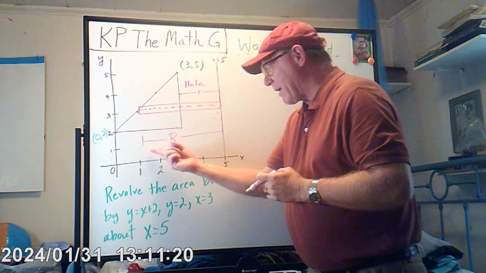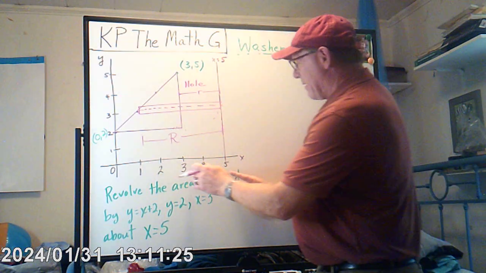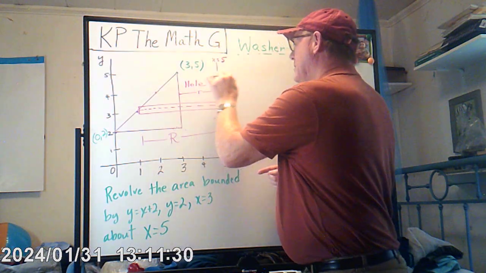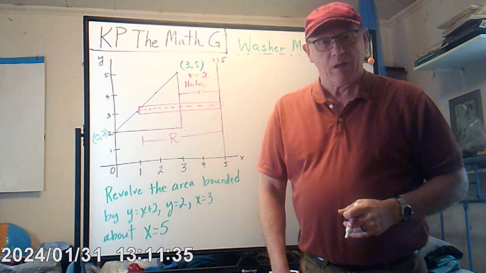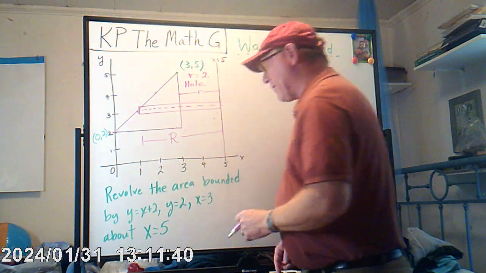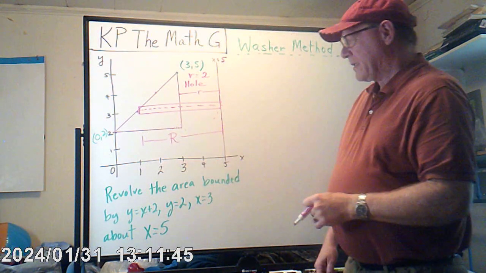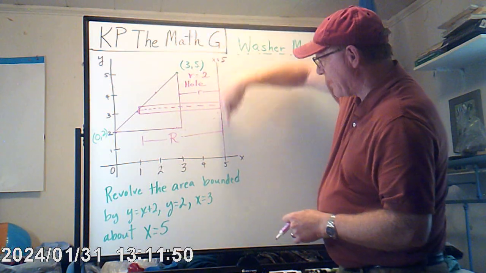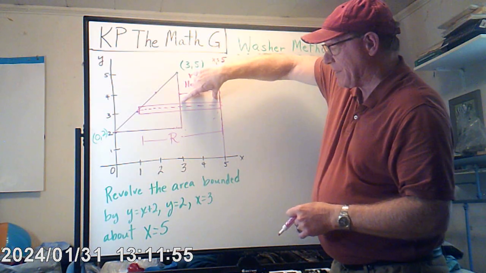Now let's figure out how long this big R is. I know how long little r is, don't you? This goes from 3 to 5, so we know that little r is equal to 2. We've already got that. Just by looking at that, it is going to be 2 units. Since this is x equals 3 and here's x equals 5, from 3 to 5 is 2 units.